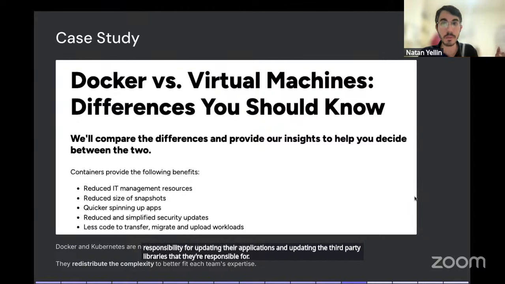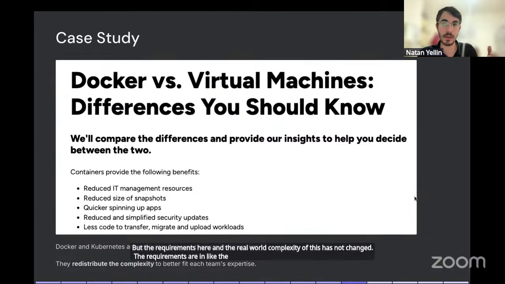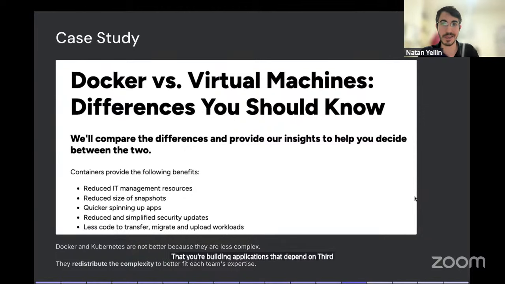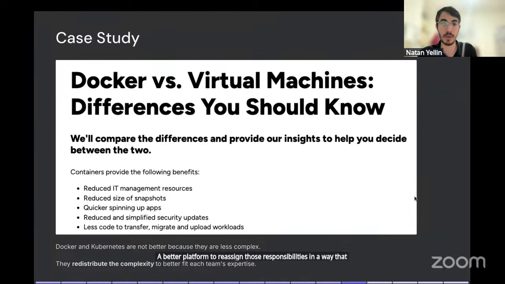But the requirements here and the real world complexity of this has not changed. The requirements are, and the facts of life are, that you're building applications that depend on third-party libraries, and those libraries very often will have vulnerabilities, and you have to update your apps often, and the operating system that you use will have vulnerabilities, and you'll have to update that. But we've been able with Docker and virtual machines and with a better platform to reassign those responsibilities in a way that makes it a lot easier for a company to do it.